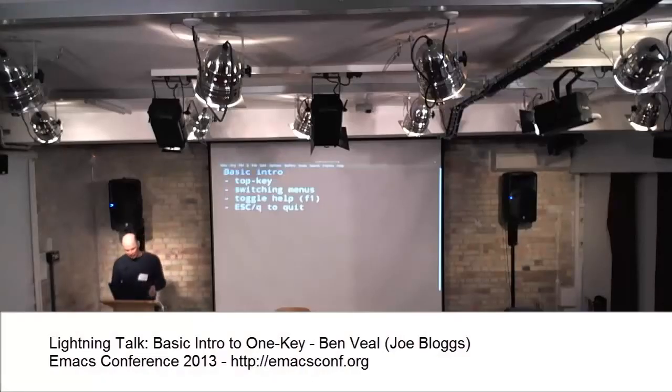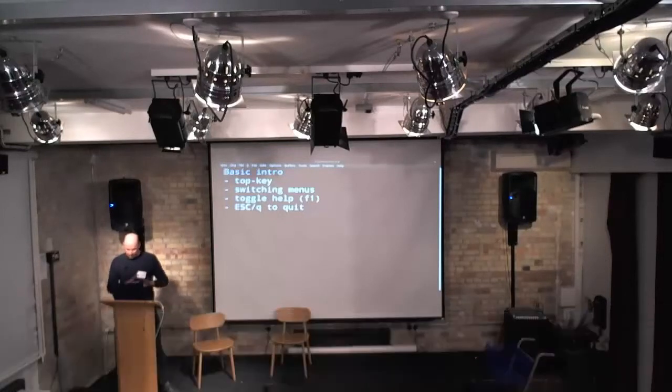Okay, so one of the problems with Emacs, especially for new people who are just starting to use it, is there's just so many different key bindings, right? And you can never remember them all. I mean, even if you've been using it for years, you always have to fiddle around and remember the key bindings or look it up in the documentation, whatever.